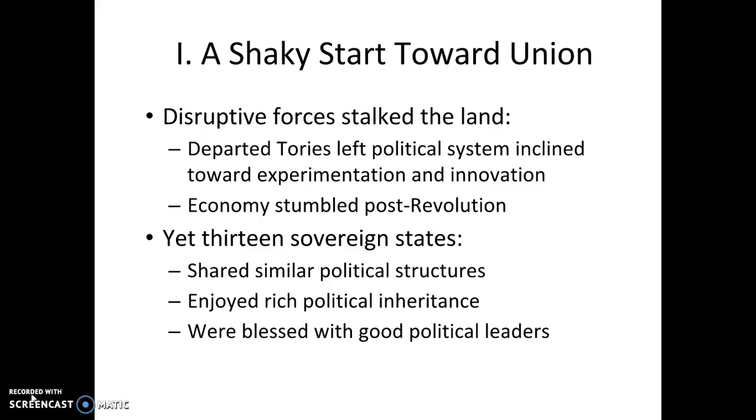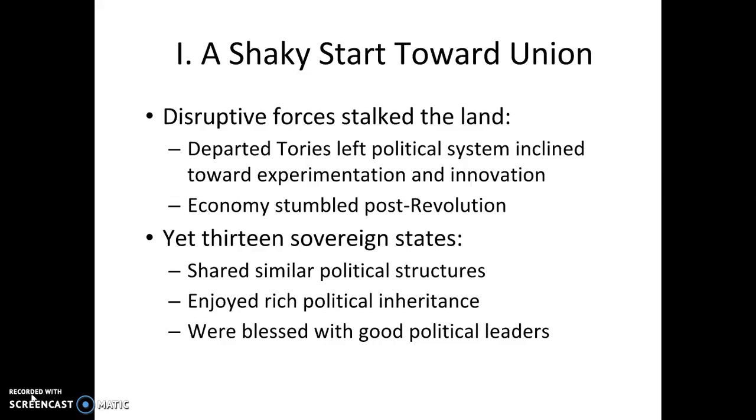A lot of your Tories have left the colonies, and those Tories, you'll remember, are those old hardliners from the British government, who were very loyal to the king. Well, with them leaving, that gives you a group of people that are sort of inclined to experimentation. And so you've got, for the time, a radical group of people that is willing to sort of try new things.